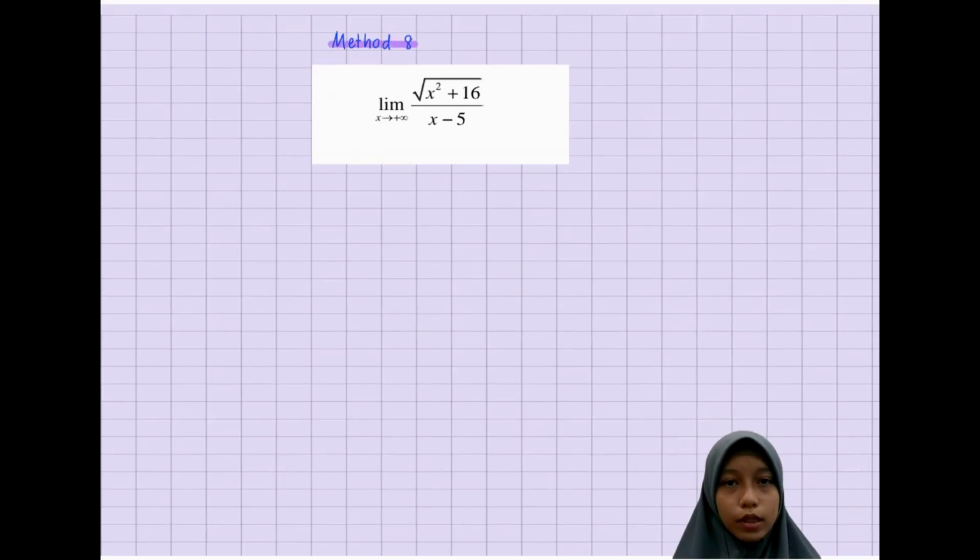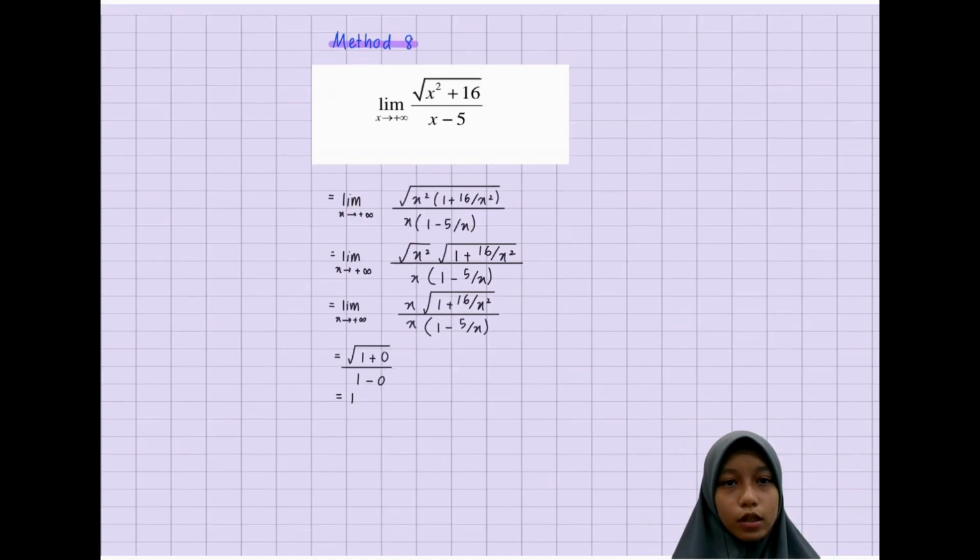Next, for method 8, the limit as stated when x approaches positive infinity. So this is the solution. We will apply method 8. We will do the factorization so that we can cancel out the x. So x will be cancelled out, and we are left with 1 plus 0 over 1 minus 0. So this question will leave us with 1.